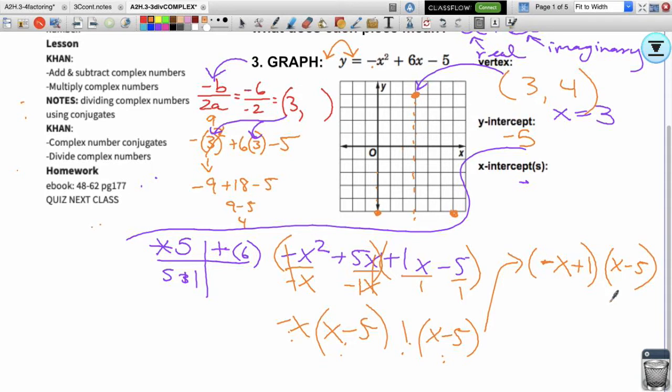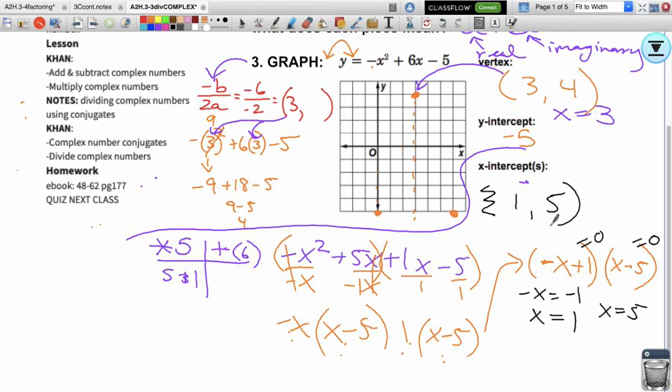Now I set each of those equal to 0 and solve. So I'm going to put minus 1, so I have negative x equals negative 1. Divide by negative 1, divide by negative 1. Or I could just say if negative x is negative 1, positive x is going to be positive 1. So one of my intercepts is at 1. And then here I would add 5, I get x equals 5. So my two intercepts are going to be at 1 and 5.